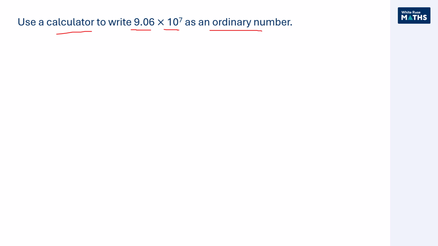Okay, so I'm going to type in 9.07 times by 10, and then I'm going to use a power button, which is going to be this little button here. It's like a shaded in square. It's got this key to the power of 7. Then I'm going to press execute. Okay, and I get 90,700,000. Okay, I hope that makes sense.